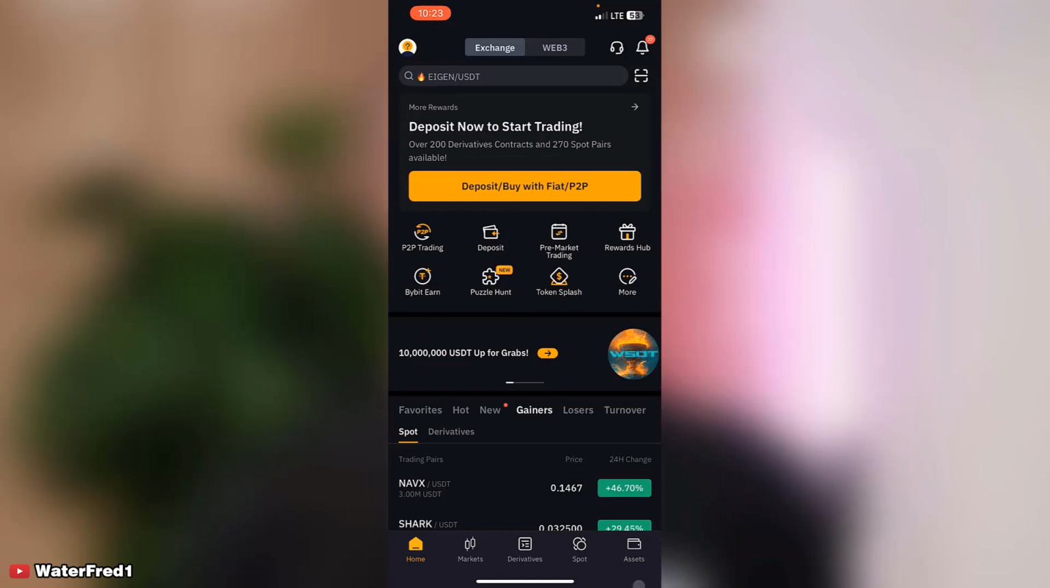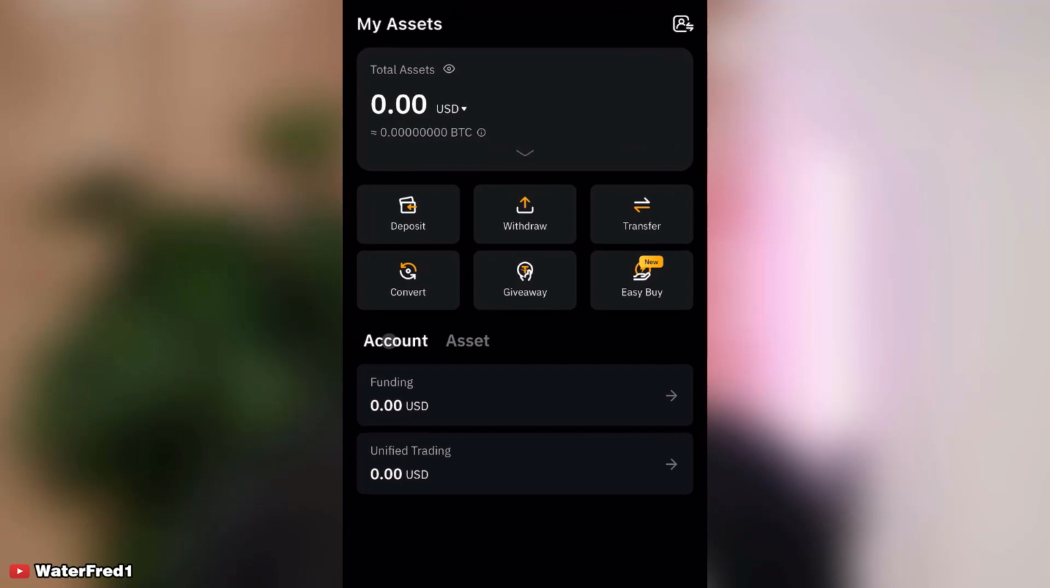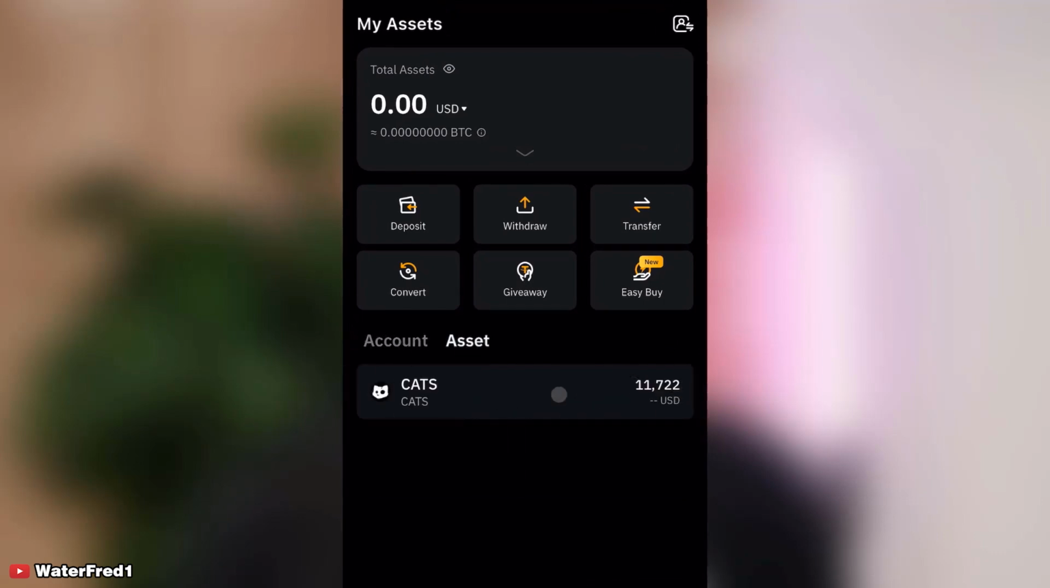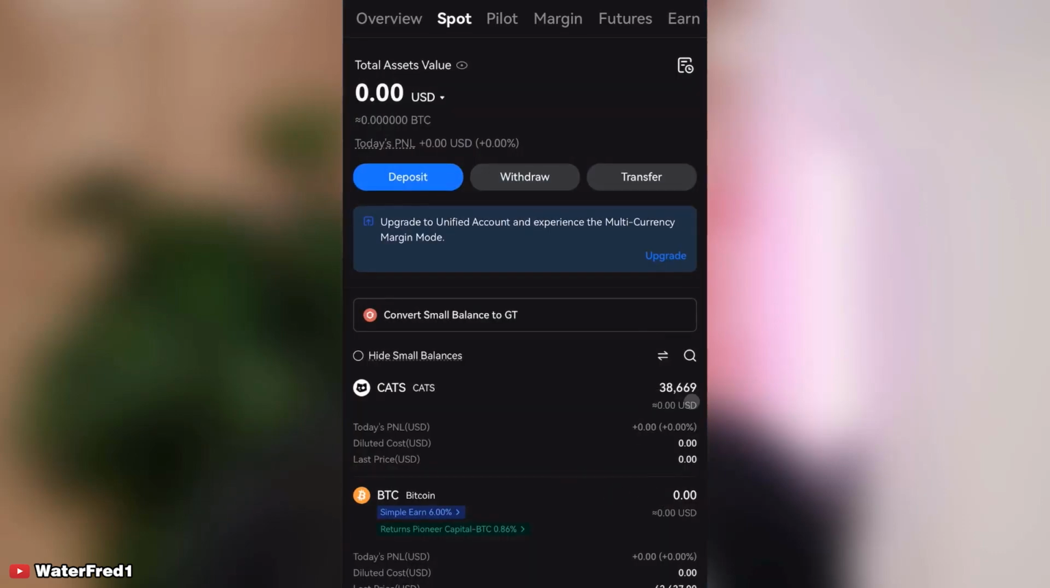From home here, click on assets, and from assets it is going to be on account, most likely like this. Just click on assets and you are going to see cats. I also have 11,722 cats right here, and you can see vividly we don't know the amount in USD. Same applies to gate. We don't know the amount in USD.